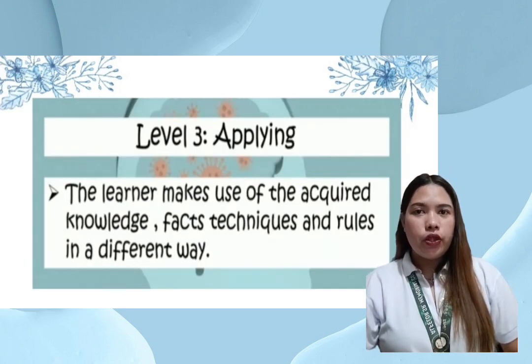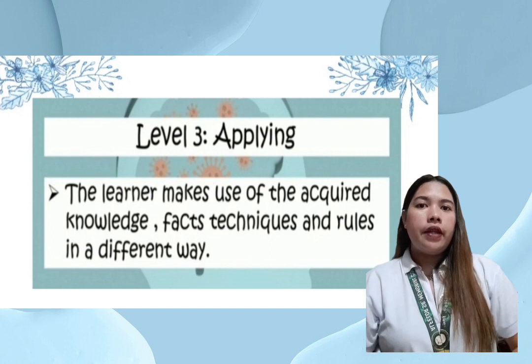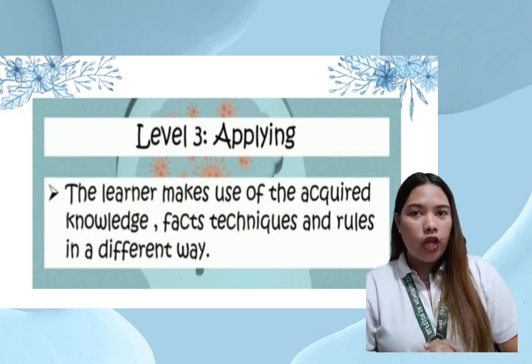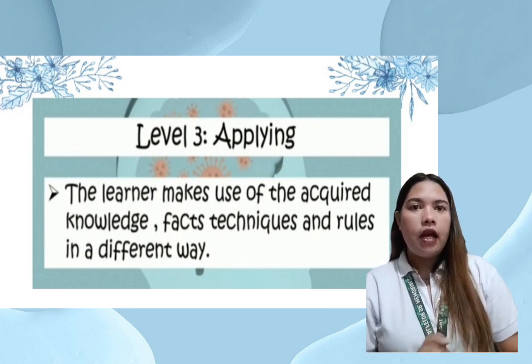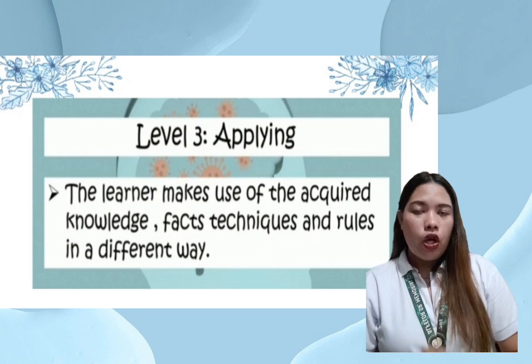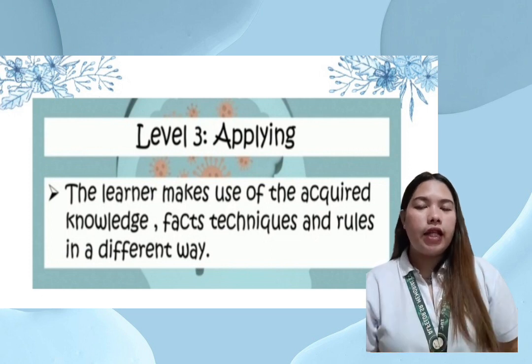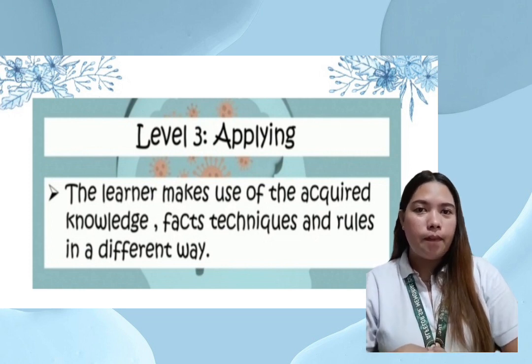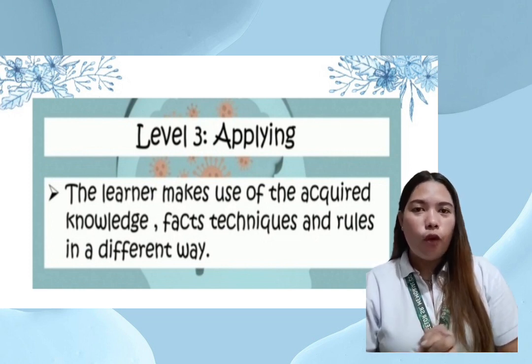The learner makes use of acquired knowledge, facts, techniques, and rules in a different way. The third level is applying. Here, a student needs to apply what they learned in the discussions. So for me, we first need understanding here in order to apply. When something is not yet understood, of course, it is hard to apply and use.